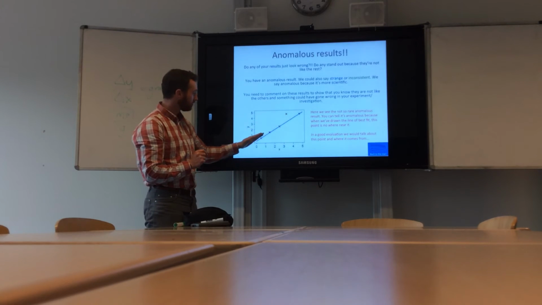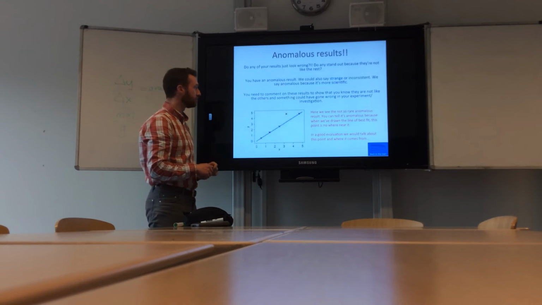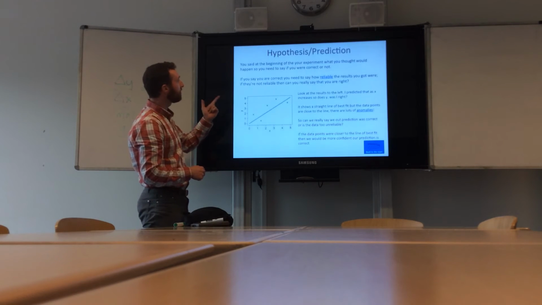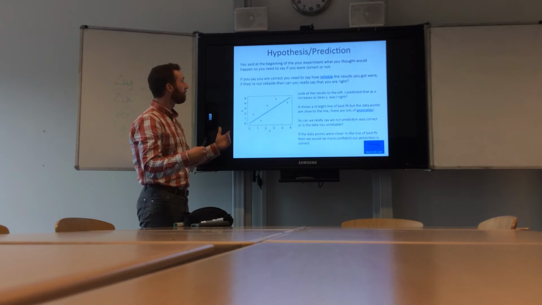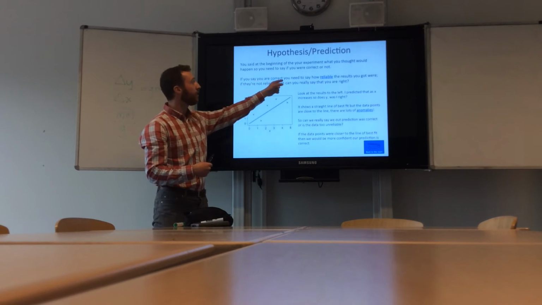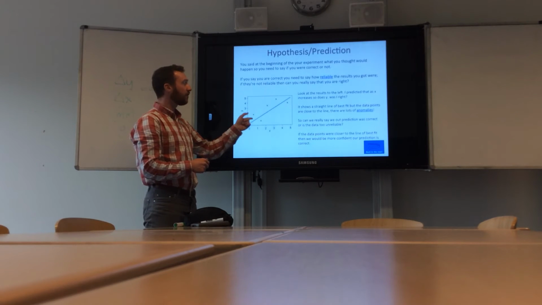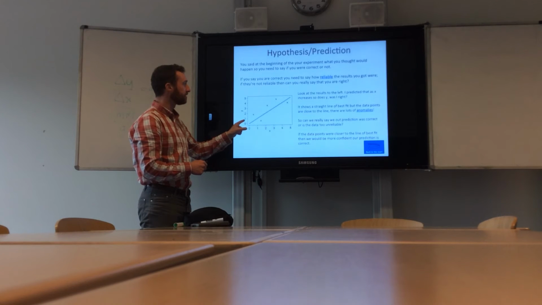And all those points lie on the line of best fit. That's very important. When we're looking at the hypothesis or prediction, you do say something at the beginning of your experiment. We're going to come back, and if you say you are correct, then you need to say how reliable the results you got were.